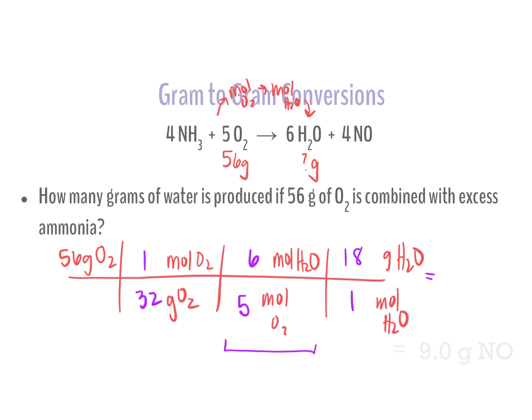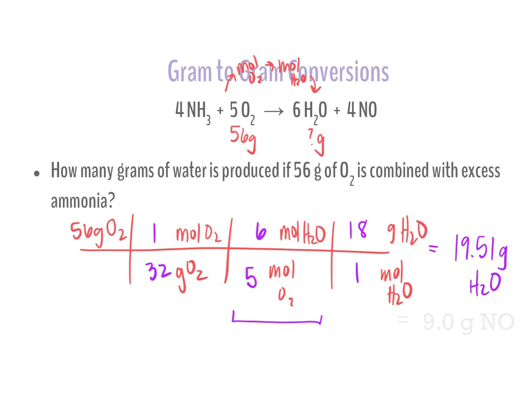So 56 times 6 times 18 divided by 32 divided by 5 gives me 19.51 grams of water. 37.8, is that better? Yeah. Thank you. Okay, good. Just yell at me if I do it wrong. It happens. 37.8 grams of water.